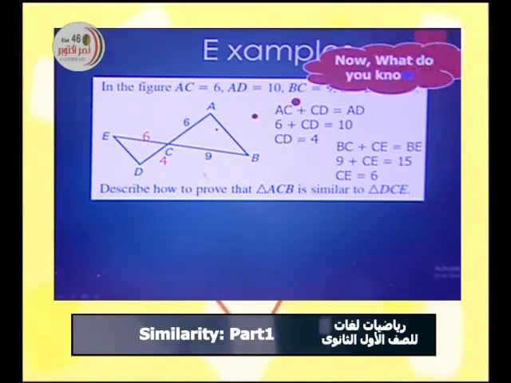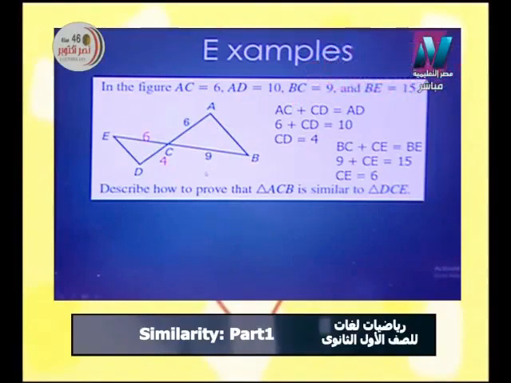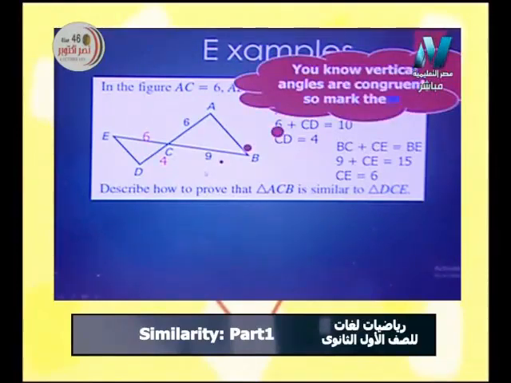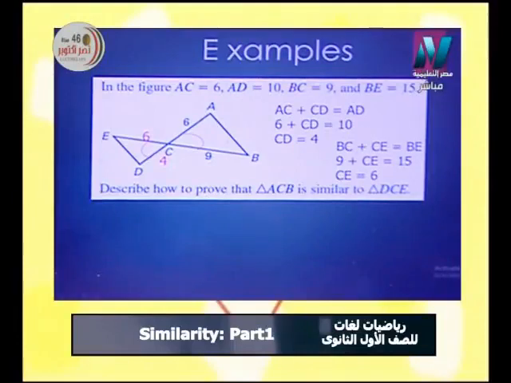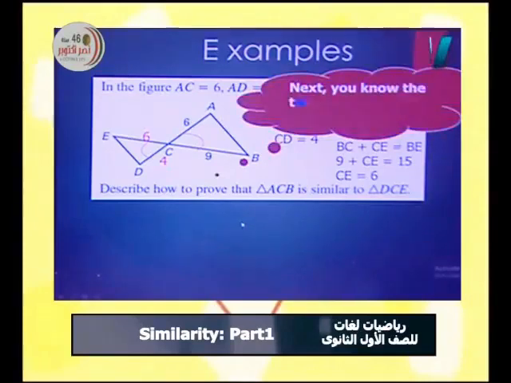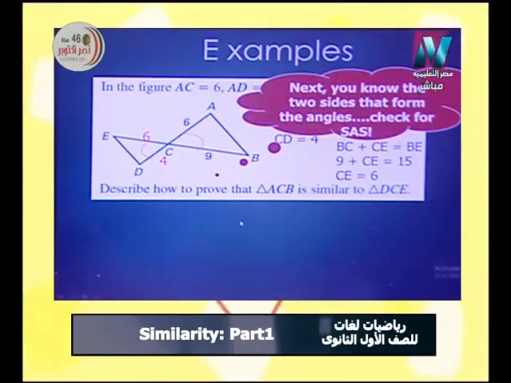And pay careful attention to these two angles. You know vertical angles are congruent. Look at the angle ACB. It's congruent to the angle ECD because they are vertically opposite angles. Next, you know that the sides from the angles, check SAS. Check SAS means check which angle we have here.